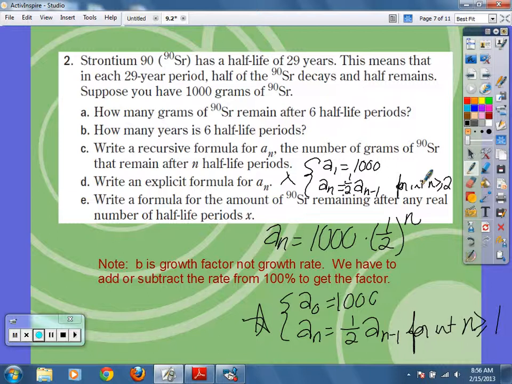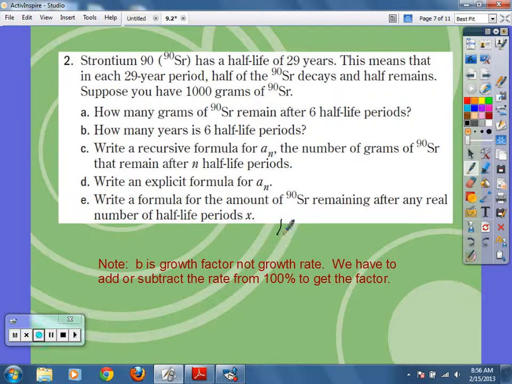Okay, so now write a formula for the amount of 90 SR remaining after any real number of half-life periods. Well, that was the same thing. Actually, I did that for part A. The initial condition, 1,000 times 1/2 to the n, or x. It says half-life period x, so it's x.